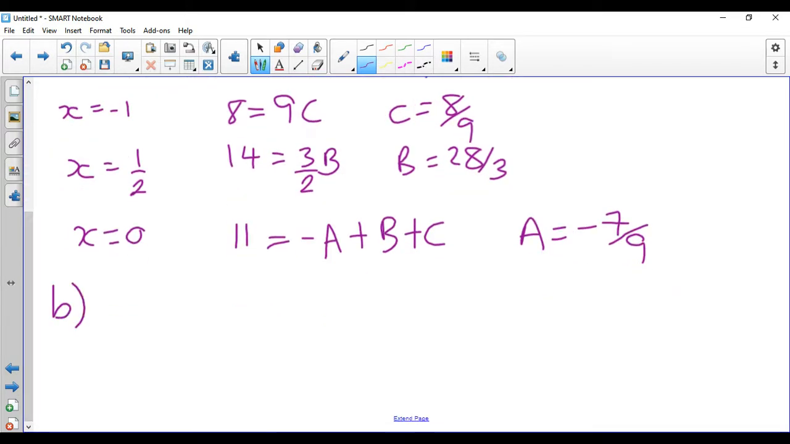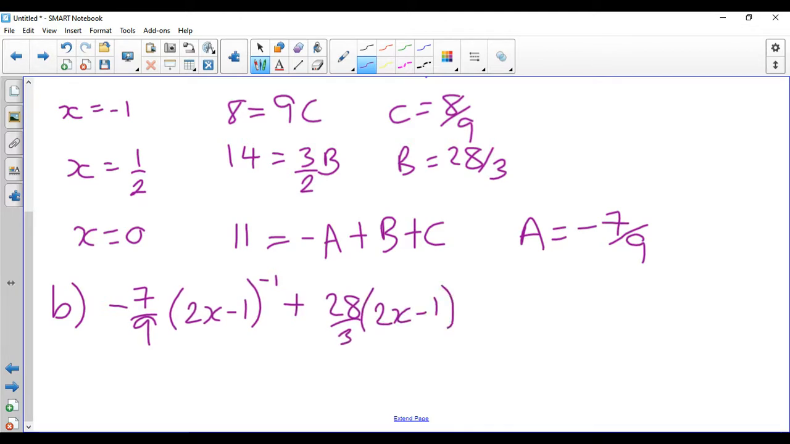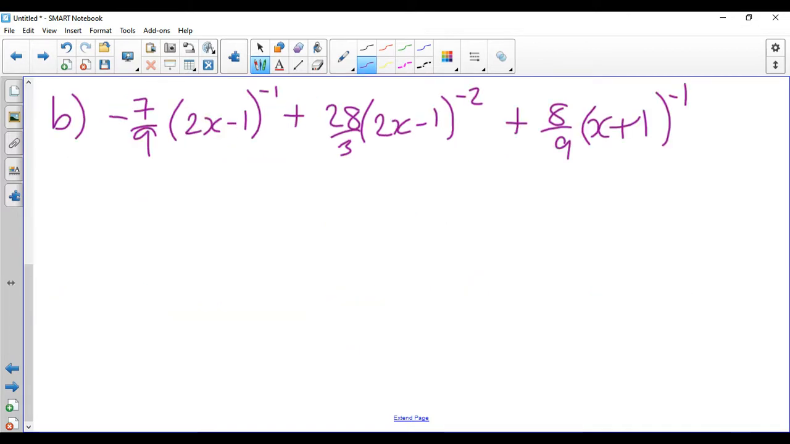Now, rather than write this in fractional form, I'm going to write it in index form. Okay, so I've got minus 7 over 9, 2x minus 1 to the minus 1, plus 28 over 3, 2x minus 1 to the minus 2, plus 8 over 9, x plus 1 to the minus 1. Okay, so I'm going to have to do that expansion, and for lack of a different colour, that expansion. So we're going to take these one at a time, and then we will slot them back into that statement to do all the algebra to finish.